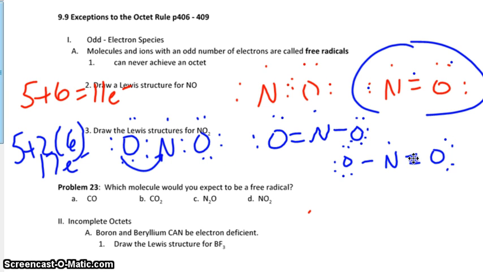2, 4, 6, 8, 10, 12, 14, 16, 17. Yes, I have 17 electrons. I have 8 around each oxygen and 7 around the middle nitrogen. That's as good as I get. But what have I created?